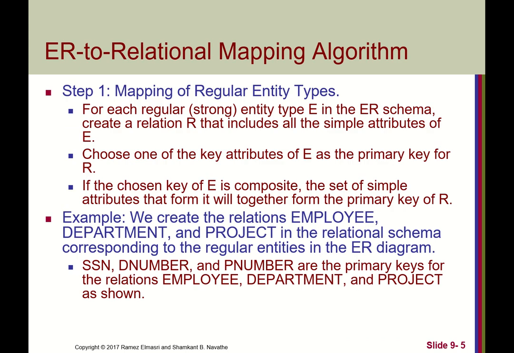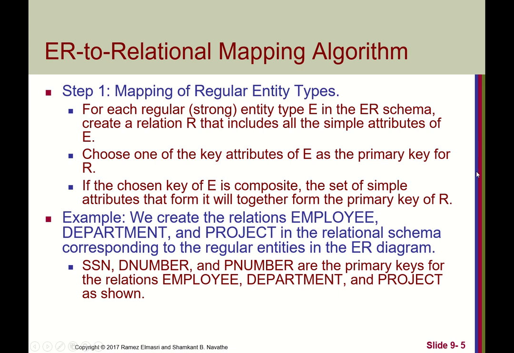So let's look into step 1. Step 1 is mapping the strong entity type. When I say strong entity, it's also called a regular entity, which is a relation having a primary key attribute. So one key attribute acts as the primary key attribute. That key attribute could be a composite or it could be a simple one key attribute.